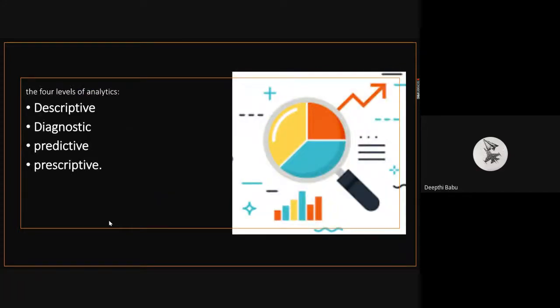Okay, as I told you, the process of analytics. There are four processes of analytics: descriptive, diagnostic. Okay, before going into the four levels of analytics, I have to tell you with an example so that it will be very helpful for you.